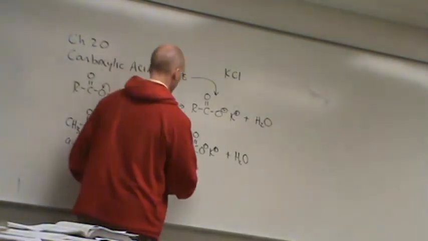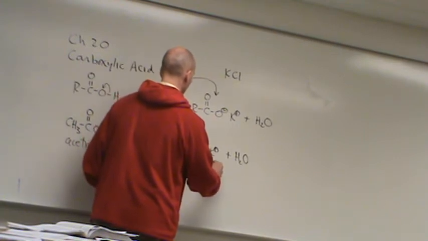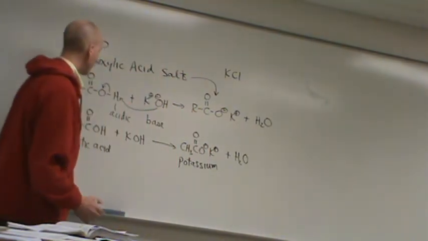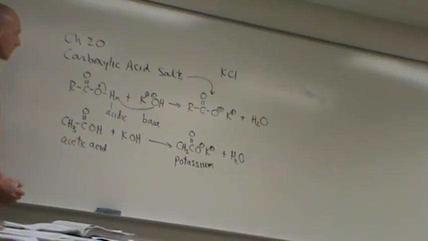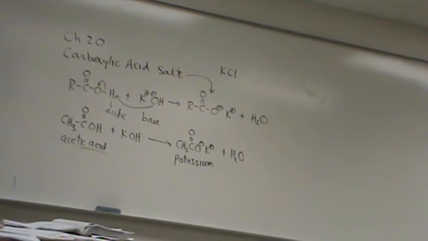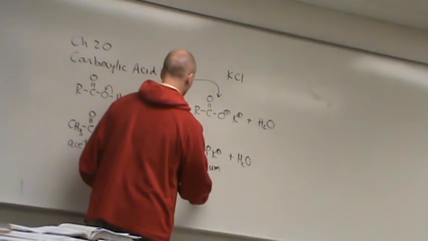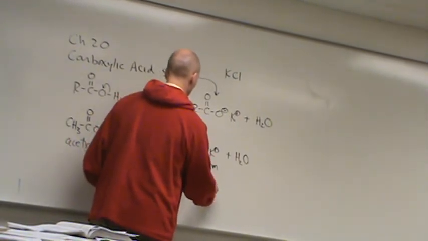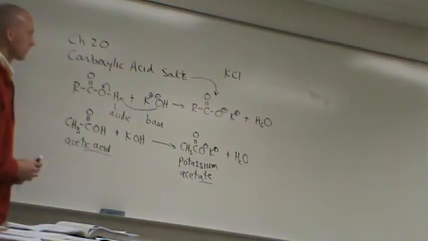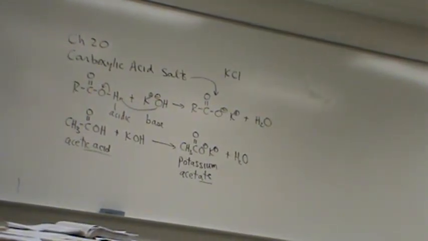So we'll do the same thing down here. We'll name the metal first, potassium. Okay. Then the acetic acid has changed. It's become O minus, and so the ending will change to ATE. So we get potassium acetate. Okay, that's how we name these metal salts, these carboxylic acid salts.